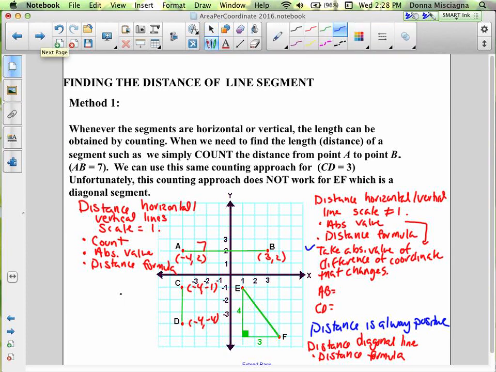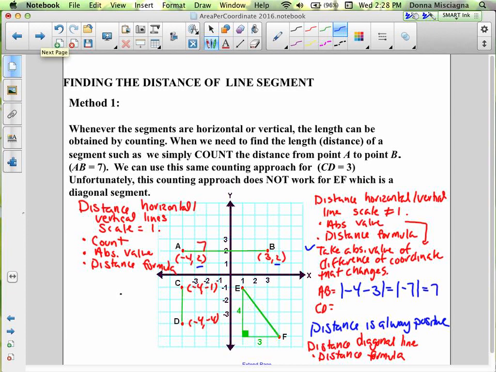You just take the absolute value of the difference between the coordinates, right? And when I say the coordinate that changes. So let's take a look here at AB. Notice that the y coordinate doesn't change. It's still 2. What changes is the x coordinate. So one way I can find the length if I don't want to count, or if the scale's not 1, is I can take the absolute value of the difference. So that would be -4 minus 3. Well, -4 minus 3 is -7, and the absolute value is 7.